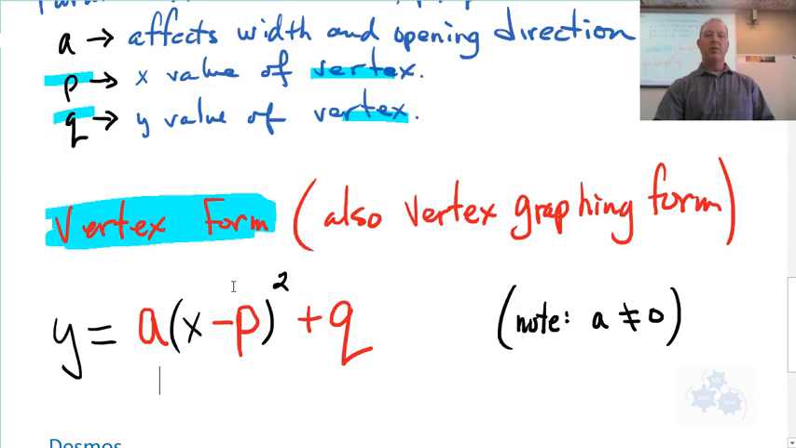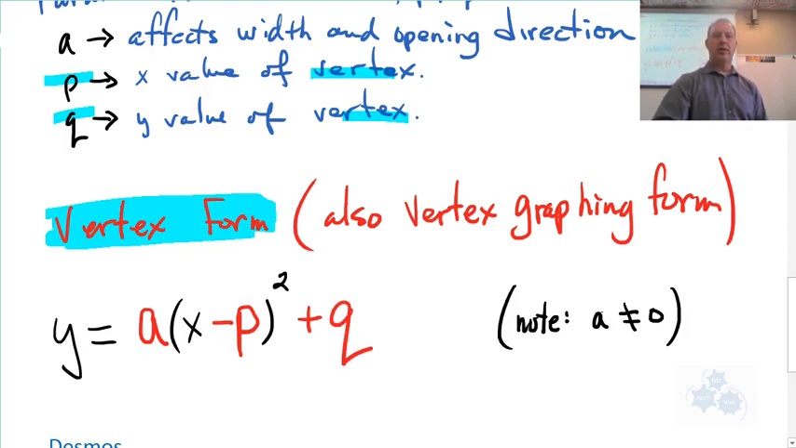The P value would be the number that would be subtracted from x inside the brackets before it's squared, and this number in here is the x value of the vertex. And then whatever is added to the outside of this squared part is the y value for the vertex. And we'll take some time to explore this as well.